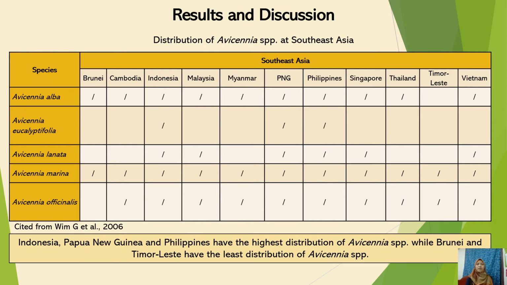This is my results and discussion. This is the table of the contribution of Abyssinia spp in Southeast Asia. I got this from Wim G et al., the guidebook of mangroves in Southeast Asia. As we can see, Indonesia, Papua New Guinea, and the Philippines have the highest distribution of Abyssinia spp, while Brunei and Timor-Leste have the least distribution.